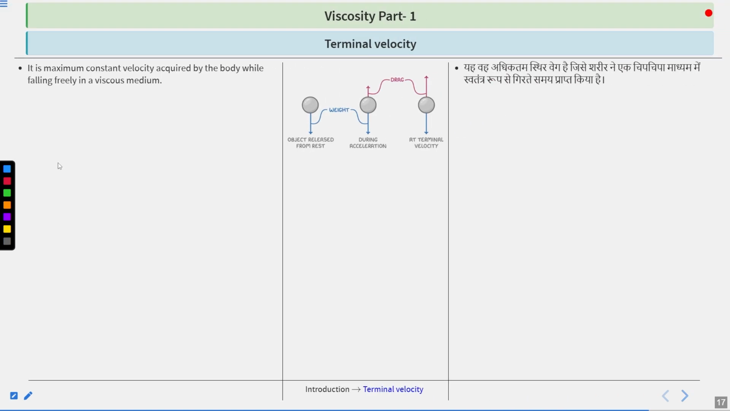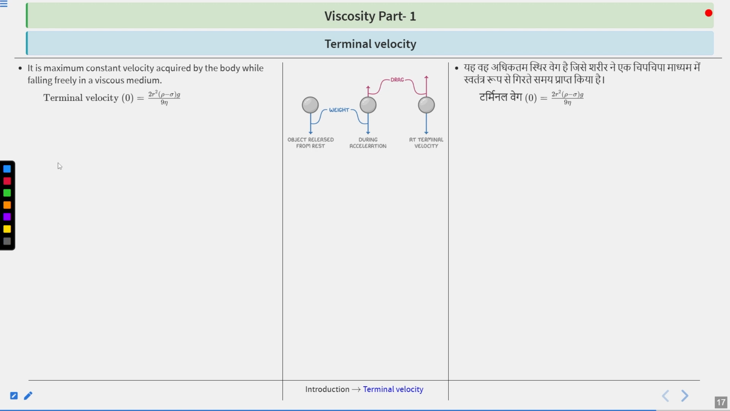Now, terminal velocity. What do we mean by terminal velocity? That we need to understand, so let's have a discussion on this. Terminal velocity is the maximum constant velocity acquired by a body while falling freely in a viscous medium. So when any body is falling freely in a viscous medium, the maximum constant velocity it could acquire is known as the terminal velocity.